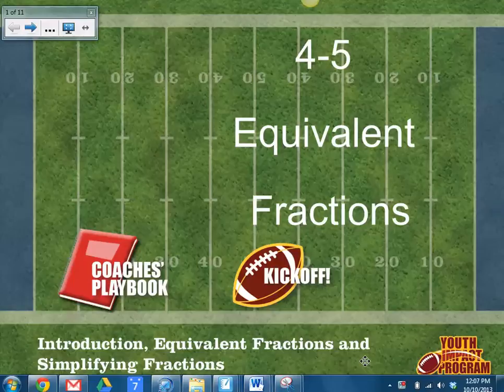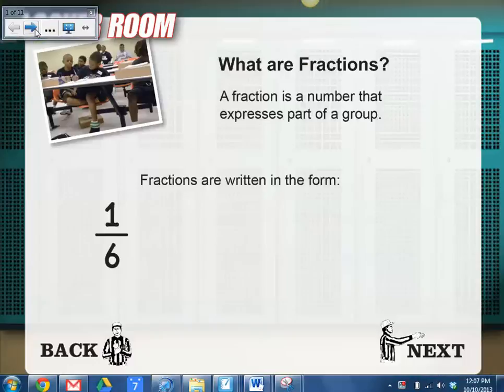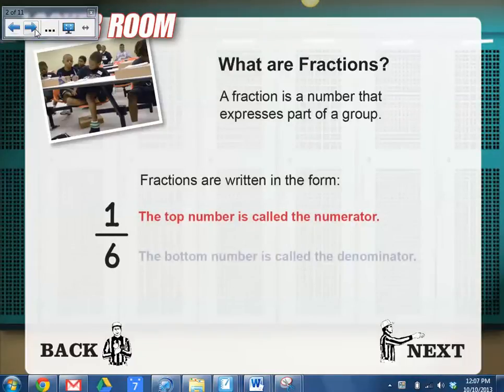So, find where it says equivalent fractions, open up your notes packet. I'm going to begin the lesson. Again, pause if you need to in order to write down what we're doing. So when we're talking about equivalent fractions, before we begin that, let's begin with a quick review and recap of what are fractions. A fraction is a number that expresses a part of a group.